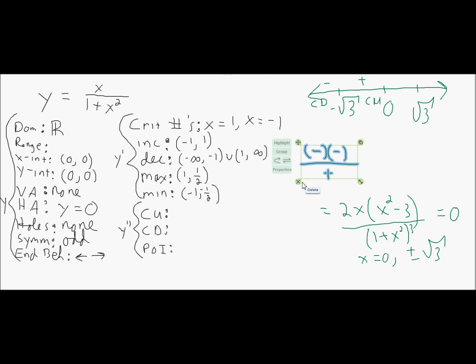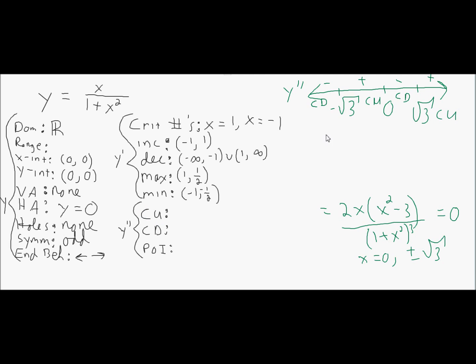Now we're going to plug in a number between 0 and root 3. Well, positive 1 works. When you plug in positive 1, you get a positive times a negative over a positive. That is negative. That is concave down. Oh, you should put out here, sorry, this is y double prime. I apologize a lot too. All right, and for a number greater than root 3, like 10, you're going to plug it in and get positive, positive, positive. And that's going to be concave up.